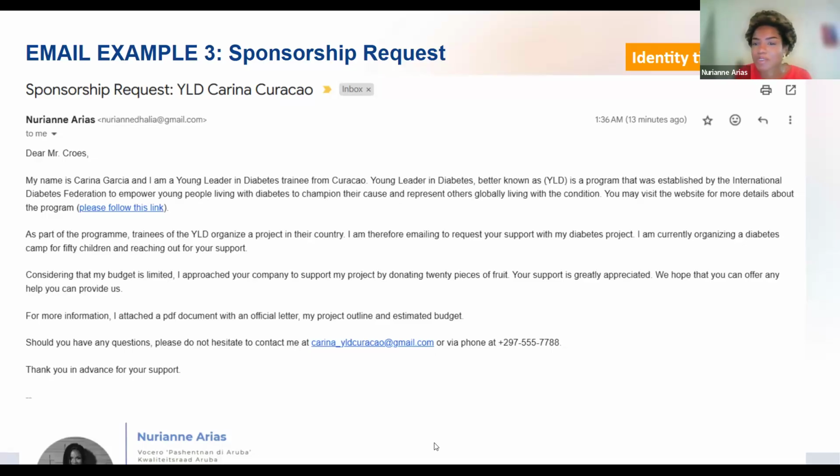The introduction, Cameron, at the beginning was really good to set the scene for why they are emailing and who they are. Yes, indeed. It gives who the person is, where they come from, the name, the organization, where the project was established, what they do, the website.